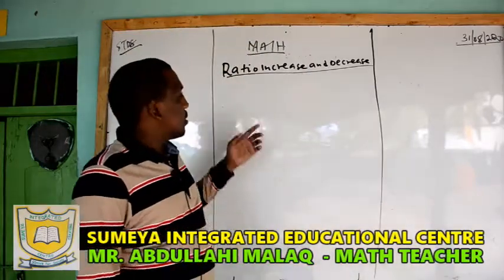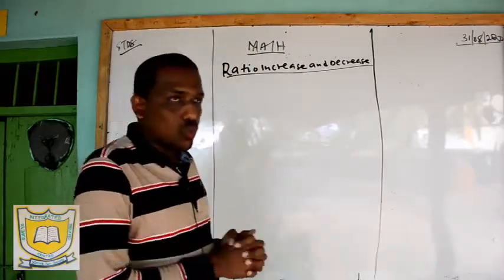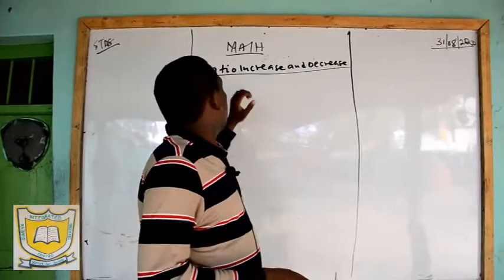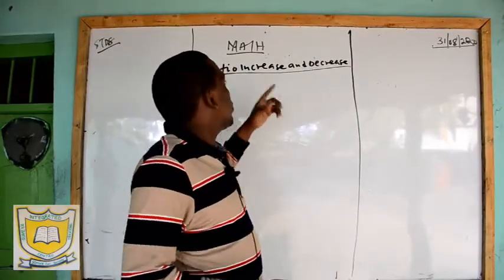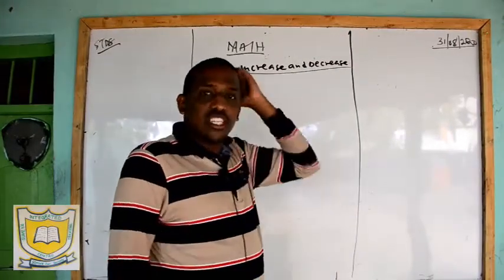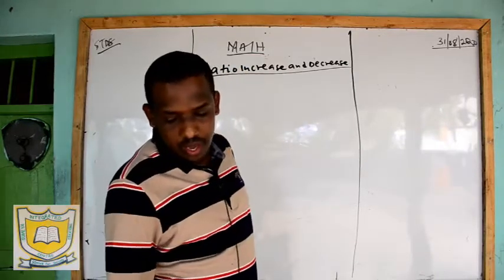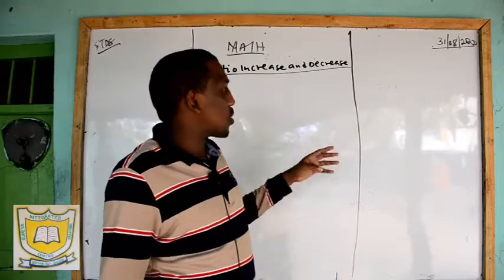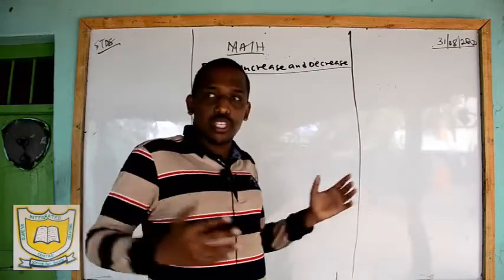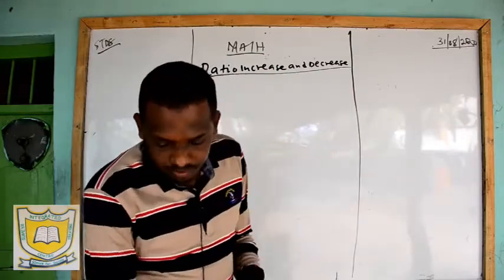Remember, we were dealing with ratio, and today we are still in ratio, but we should be looking at increasing and decreasing ratios. So, ratio increase and decrease, whereby you will be given some ratios, or you will be told which ratio is decreasing or increasing.